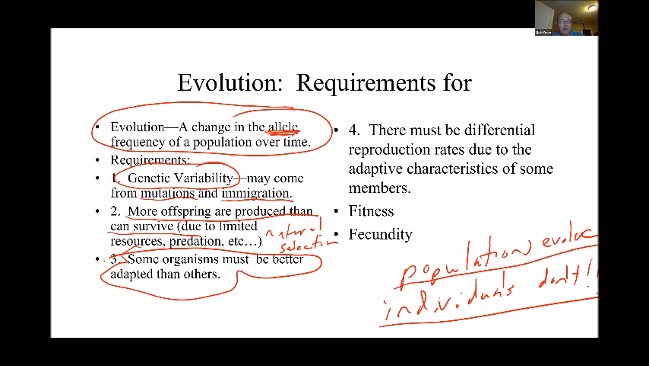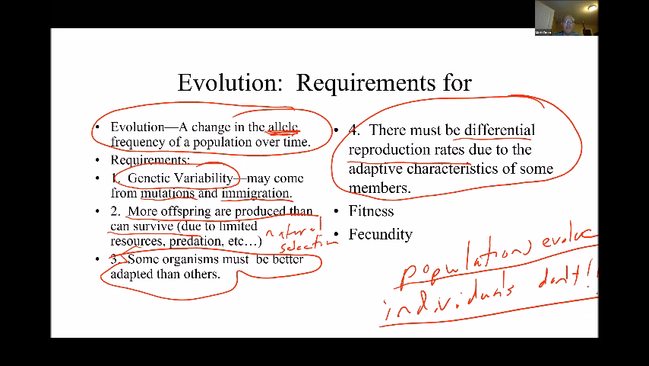But really the key to evolution is number 4. There's differential reproduction rates. The individuals that are better adapted to the environment reproduce more than the ones that aren't. And because those individuals reproduce more, their allele frequencies increase. The frequencies of the alleles they have increase, which means the frequencies of the alleles that everybody else has decrease. And that's really evolution in a nutshell.